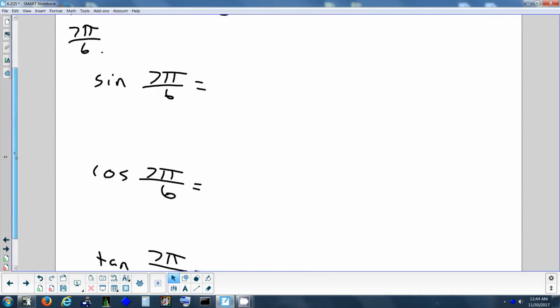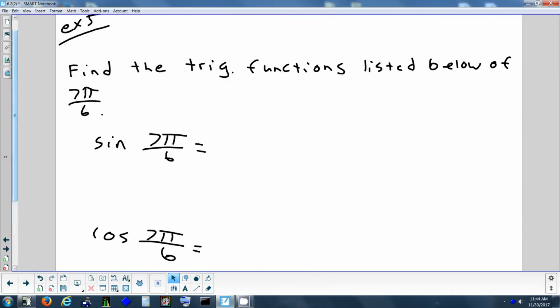Okay. Let's try 7 pi over 6. What do you think you might want to do with 7 pi over 6 to make it easier to think about? Yeah, change it to degrees. So multiply by 180, divide by pi. How many times does 6 go into 180? 30. So you're left with 7 times 30, which is how much? 210.